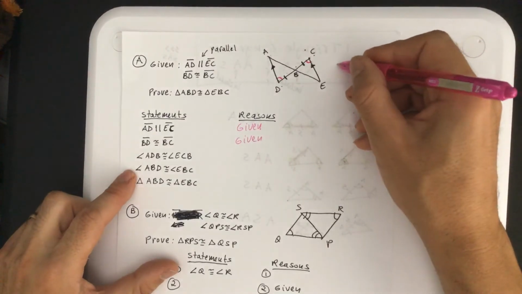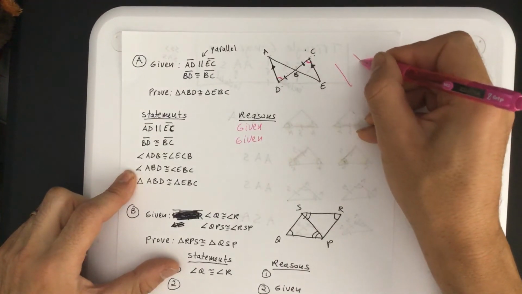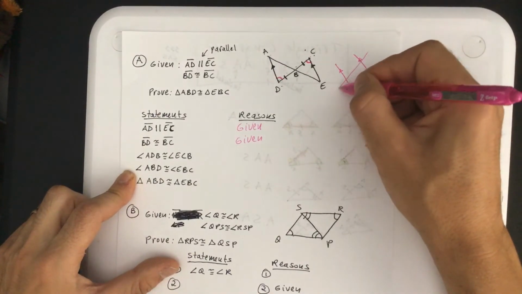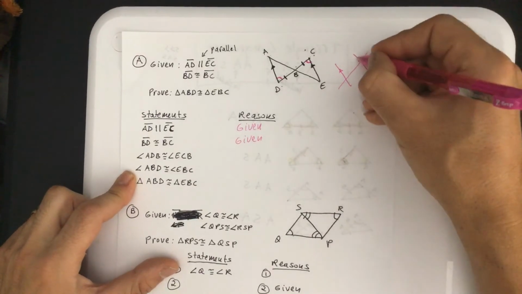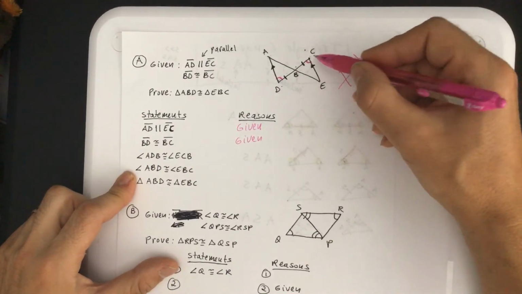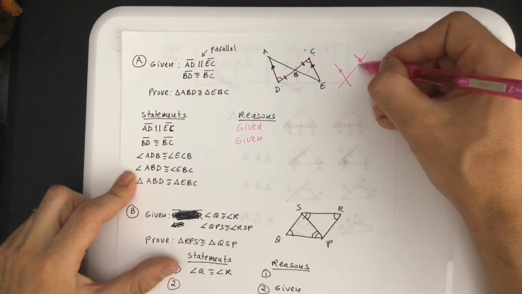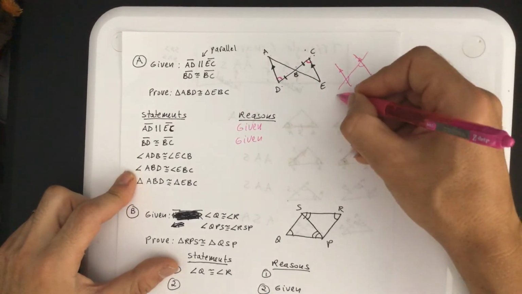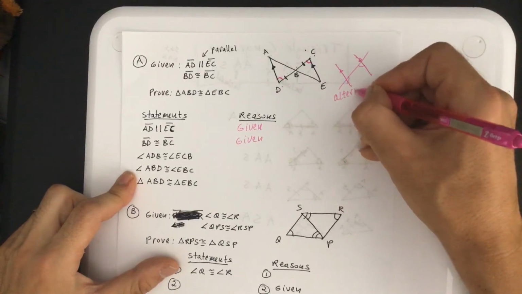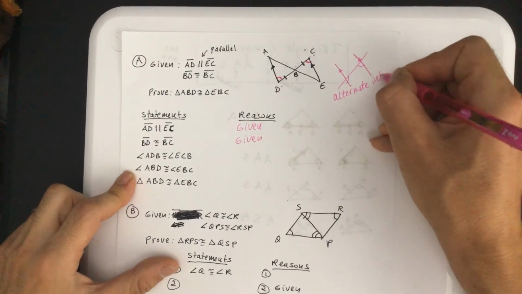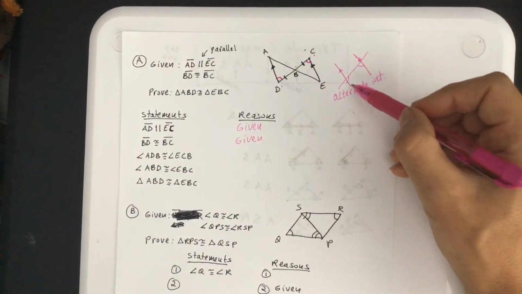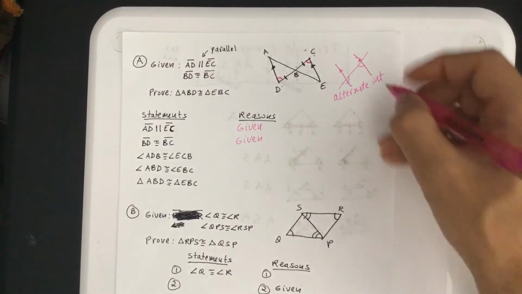Well, if you go back to your previous lessons, when you have two parallel lines, like these ones, and you have a transversal, we know that this angle over here and that one over there are going to be equal to each other. Why? Because they're alternate interior angles. Alternate interior angles are congruent.